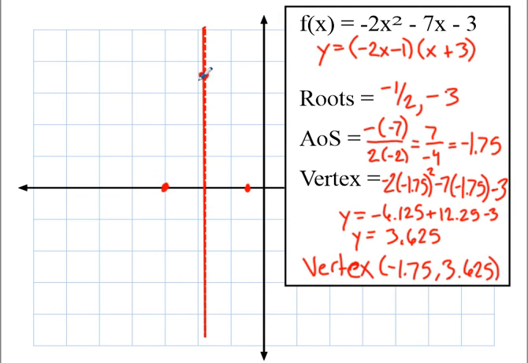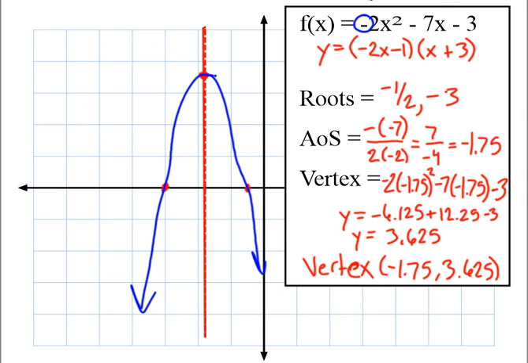Now we can start to draw the parabola. I hope your parabolas are a little bit neater than mine, but it looks something like this. Notice that the difference in this problem is that the parabola is pointing down. The reason why the parabola is pointing down is because of that negative a to begin with.